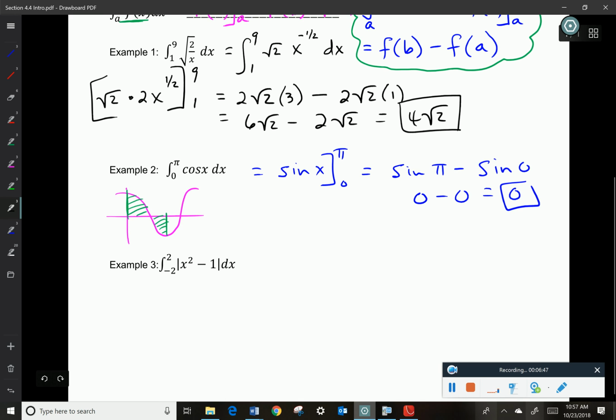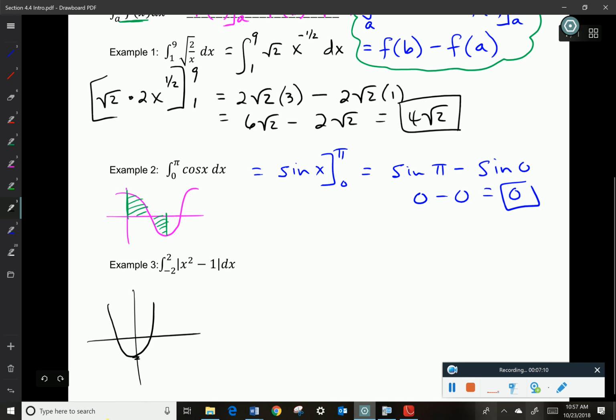Okay, so let's look at the last one here. How do I integrate absolute value? Well, I mentioned the other day, just like derivatives, we will never actually integrate an absolute value. So what we have to do is think about the graph. If I think about the graph of x squared minus 1, isn't that just a parabola that's moved down 1 unit?